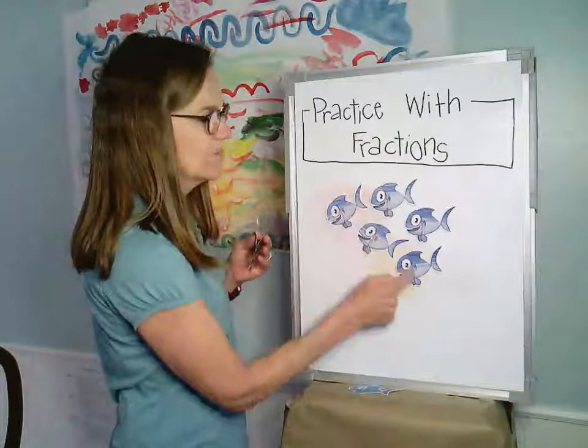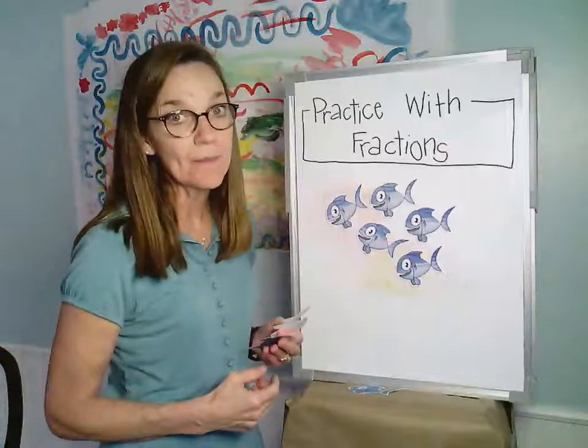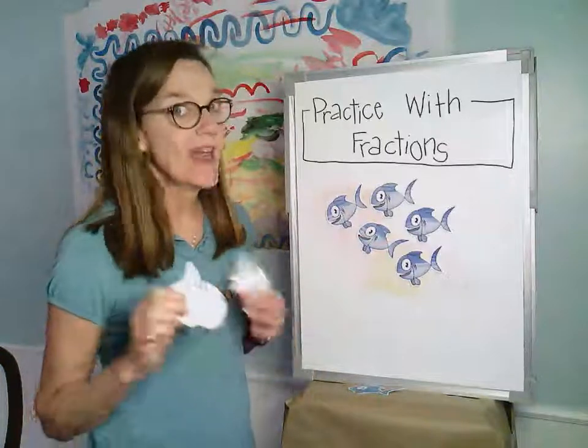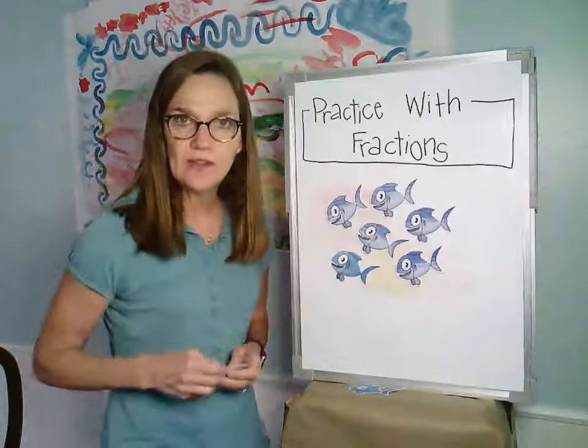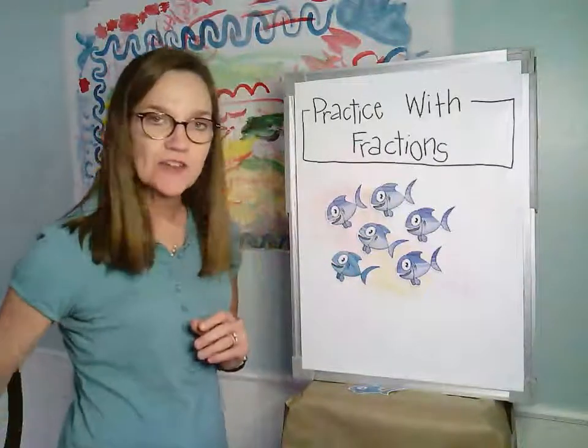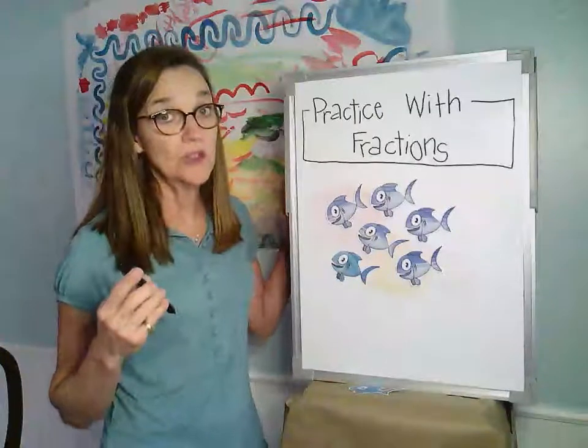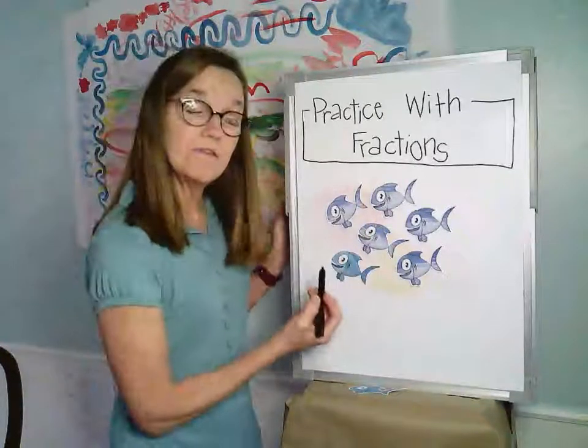1, 2, 3, 4, 5, which is an odd number. So we can't make fractions out of that yet. So let's add 1 more. There we go. Now we have 6. 6 is an even number, so we can make fractions. Okay? Remember, I wanted you to circle 1/3 of the fish.